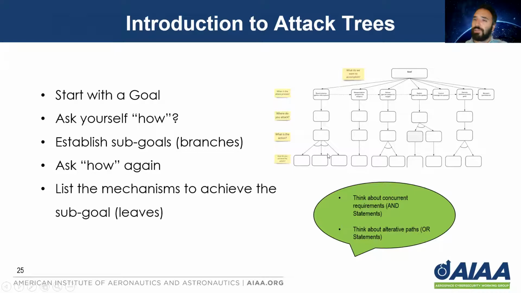That's how you build out this tree structure with branches and what we call leaf nodes, just asking yourself, how do I do this? Sometimes, multiple steps have to occur in order to achieve a sub goal, requiring what we call an AND statement, or it's an OR statement, meaning that one thing has to occur or the other thing has to occur to achieve that sub goal. So these are all methods to think through how a hacker would go about it.